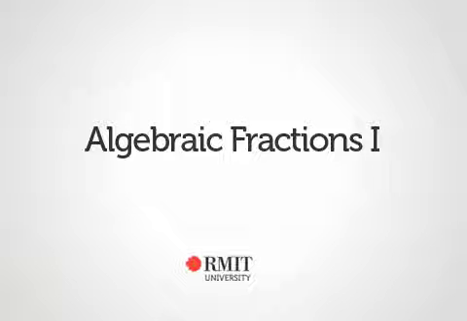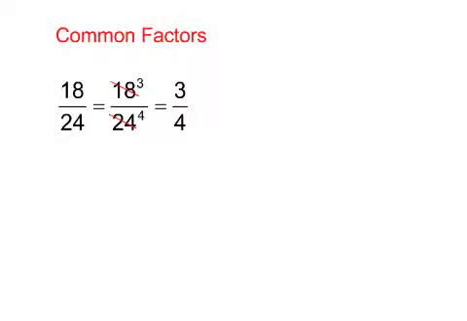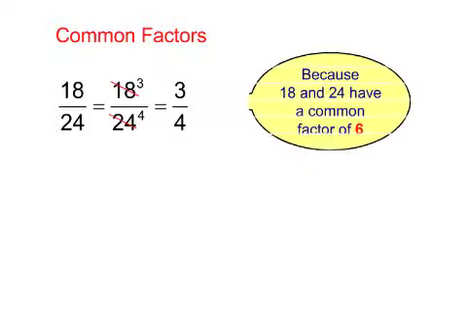This is a short movie on adding and subtracting algebraic fractions. Let's start by looking at a simple fraction, 18 over 24. Notice that 18 and 24 are divisible by 6. 6 into 18 goes 3, 6 into 24 goes 4. We say that 18 and 24 have a common factor of 6. So the answer is 3/4.